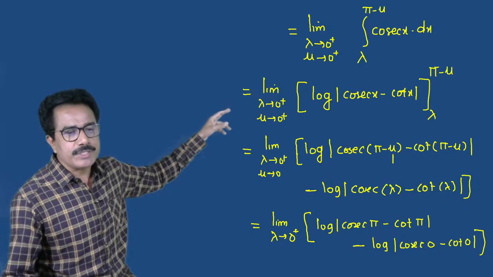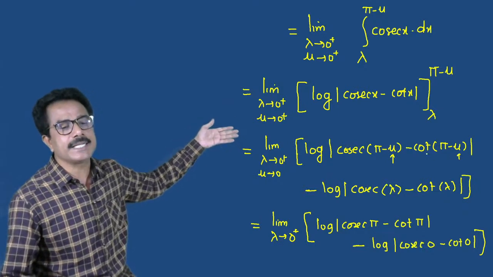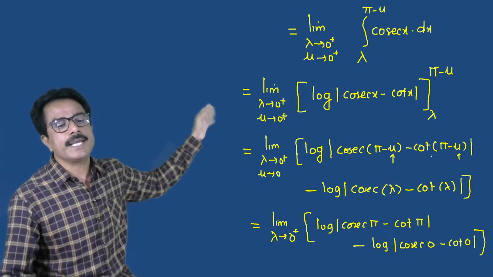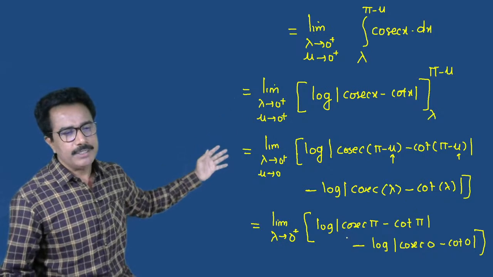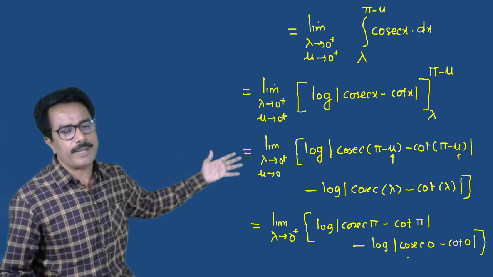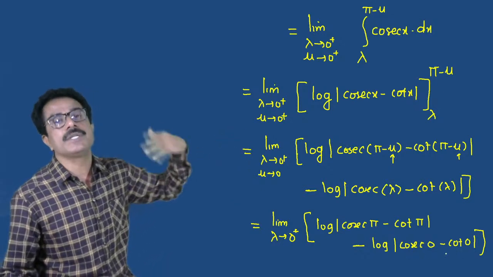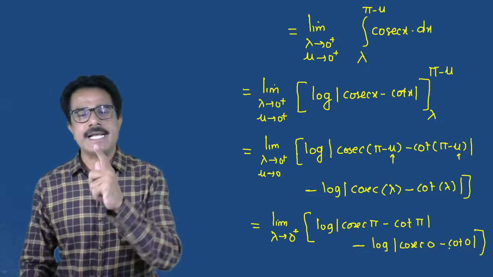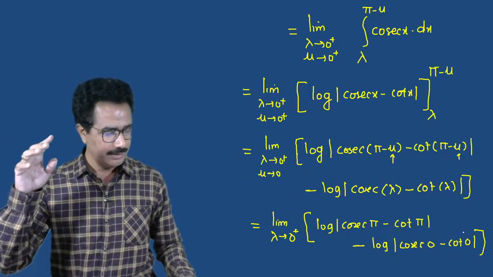Now see here, if we put mu equals to 0, then we will get the result as cosec pi minus cot pi minus log of cosec pi into cosec 0 into cot 0. Students, tell me, what is the value now? What is the value of cosec pi?